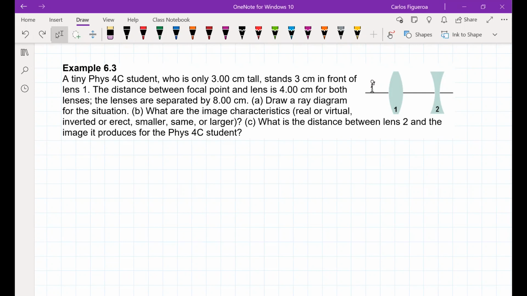Example 6.3. A tiny physics 4C student who is only 3 centimeters tall stands 3 centimeters in front of lens 1. The distance between the focal point and the lens is 4 centimeters for both lenses. The lenses are separated by 8 centimeters. A, draw a ray diagram for the situation. B, what are the image characteristics? And C, what is the distance between lens 2 and the image it produces of the tiny physics 4C student?